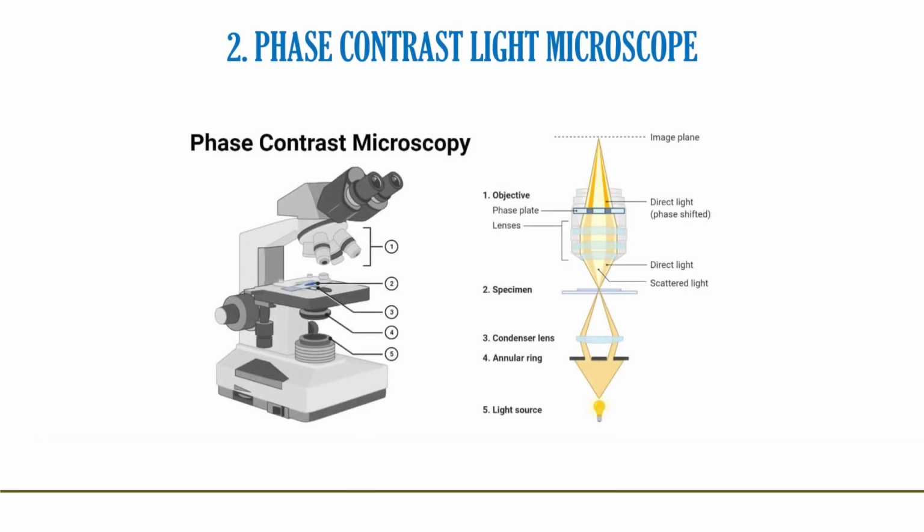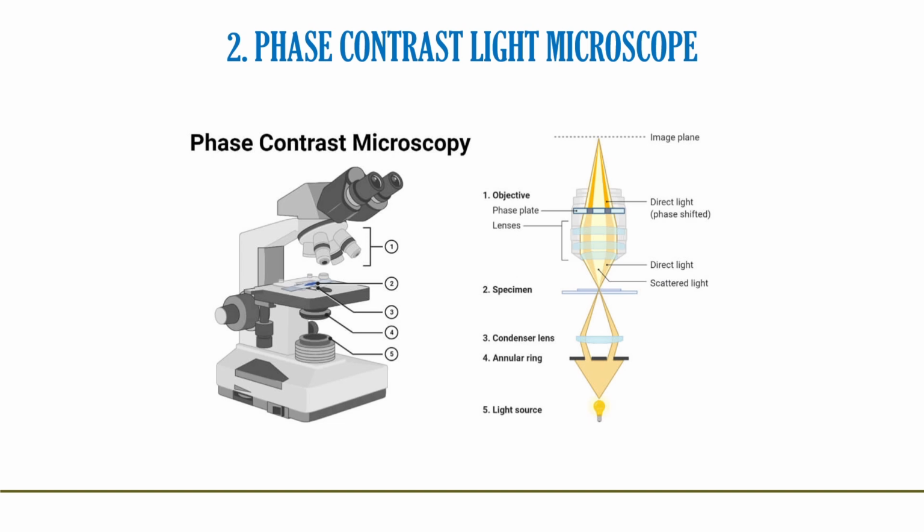2. Phase contrast light microscope. Phase contrast microscopy is a technique that makes invisible details in transparent samples visible. Frits Zernike, a Dutch physicist and mathematician, built the first phase contrast microscope in 1938.